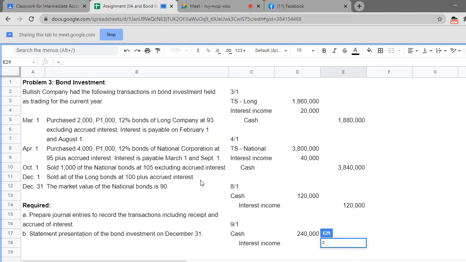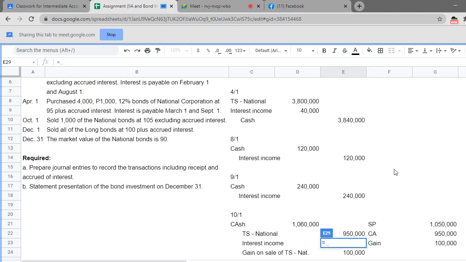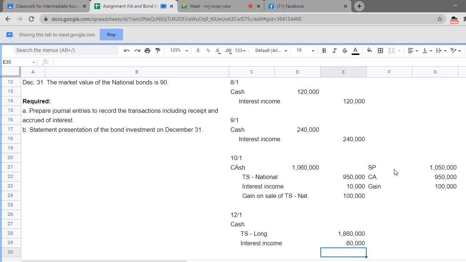So, how much is the face amount? That's 2 million times 12% times 3 months we held them. Therefore, our income is, is it 60? August, September, October, November. I'm sorry, that was 4 months. What a pity, just 2 more months and we would have received it. Okay, the buyer will pay for it. So, that's 80,000 accrued interest.